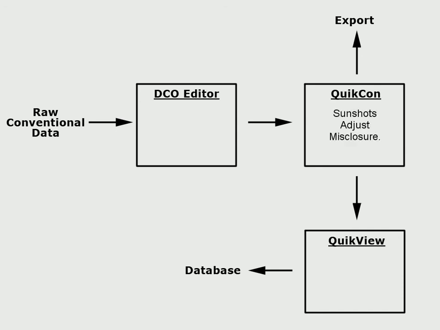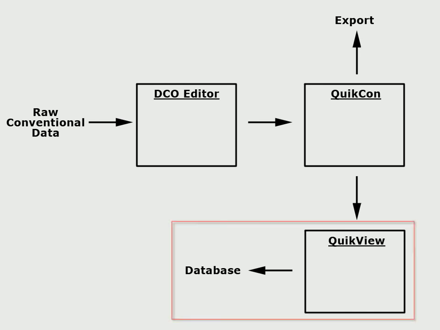In QuikCon, we can process sunshots, adjust a traverse, and report misclosures. Then we can export our data into various file formats: a custom ASCII file format, a seismic file format, an AutoCAD DXF file, a shape file, or we can export our data into QuickView for further processing and ultimately export it into a database.